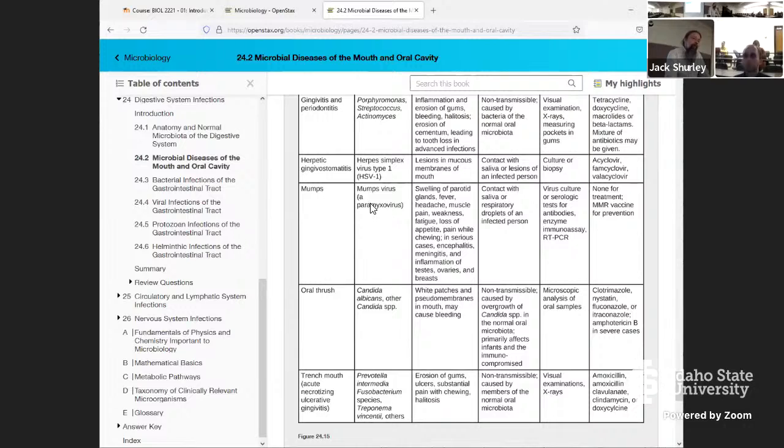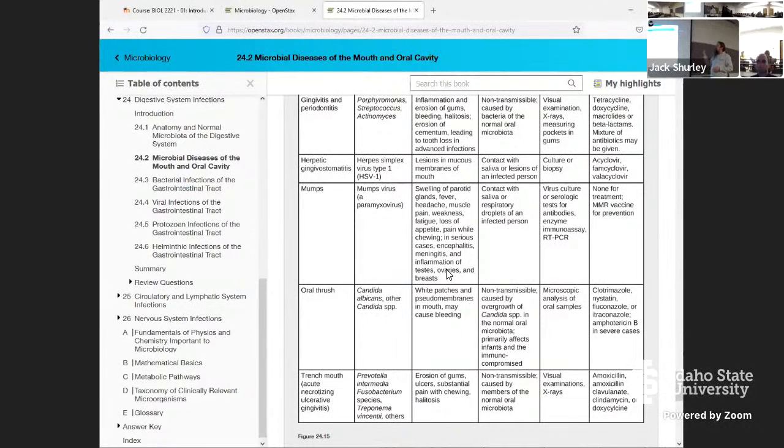Mumps that we just left off with is a type of paramyxovirus. It causes all sorts of issues, more than just that swollen parotid gland. There's weakness and fatigue, loss of appetite with a swollen parotid gland, pain while chewing. There is the potential in some serious cases for encephalitis, meningitis, inflammation of the testes, ovaries, and breasts.